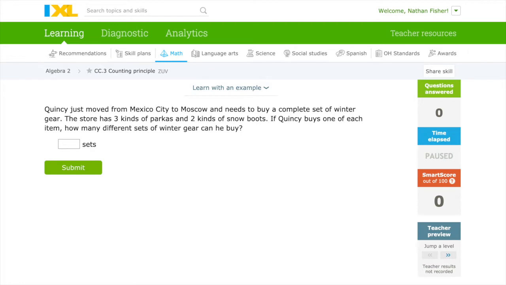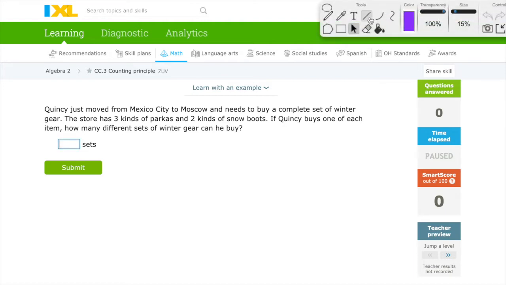The counting principle is essentially we're going to make a space, a section, an outline for each thing that we're picking out here. So that would be parkas and snow boots in this case. And then we'll add numbers in. So we have 2 different things here, the parka and the snow boots. So what we're going to do is make 2 spaces. And anytime we make these spaces, we're going to assume that they are multiplied together.